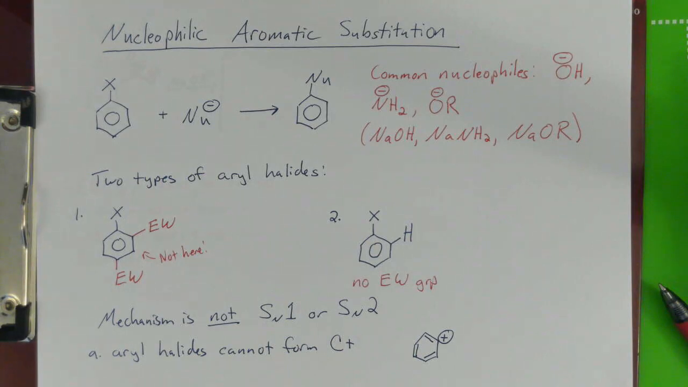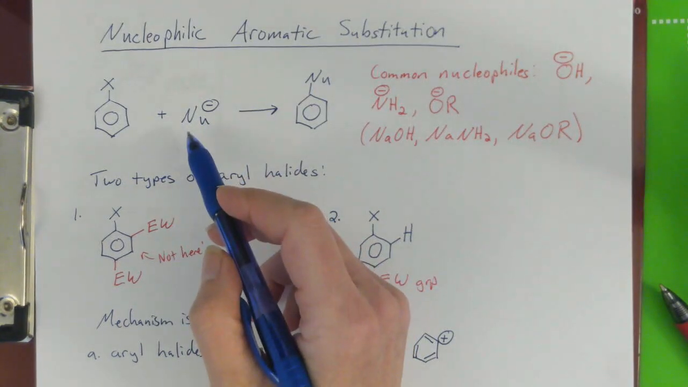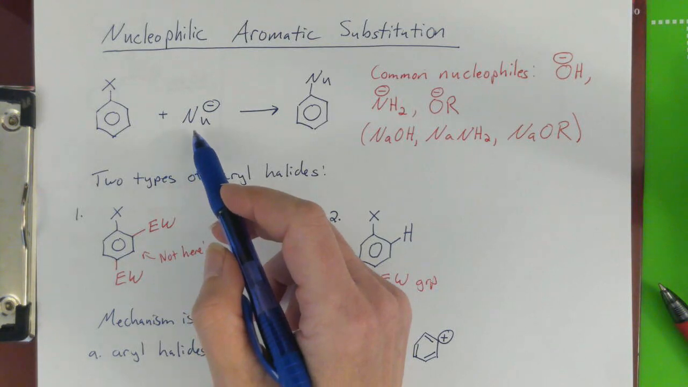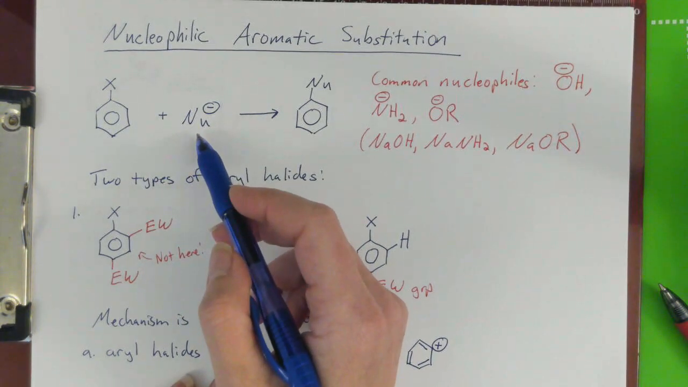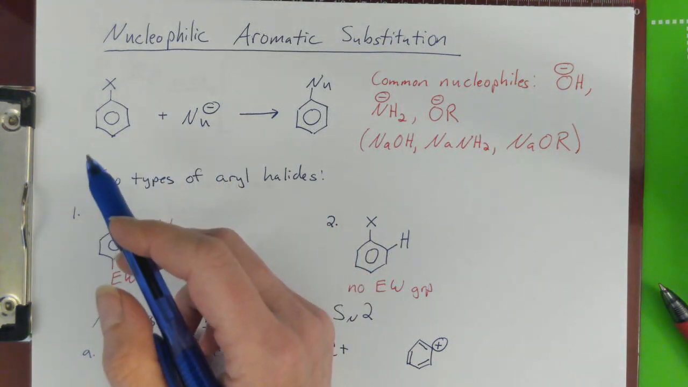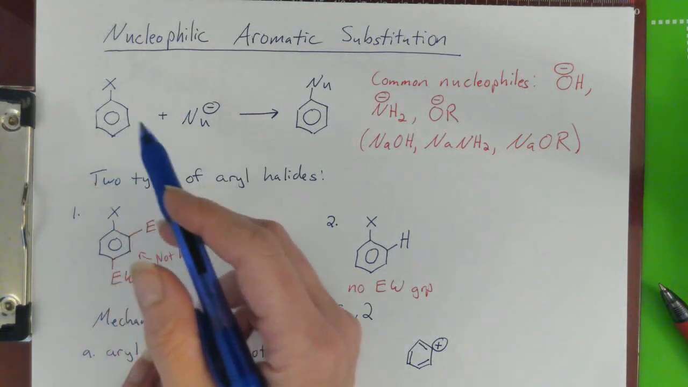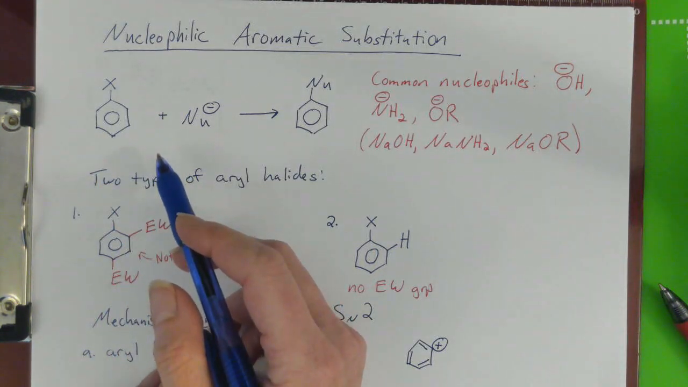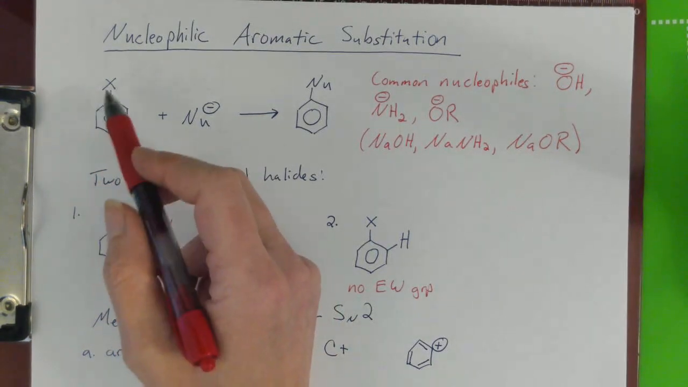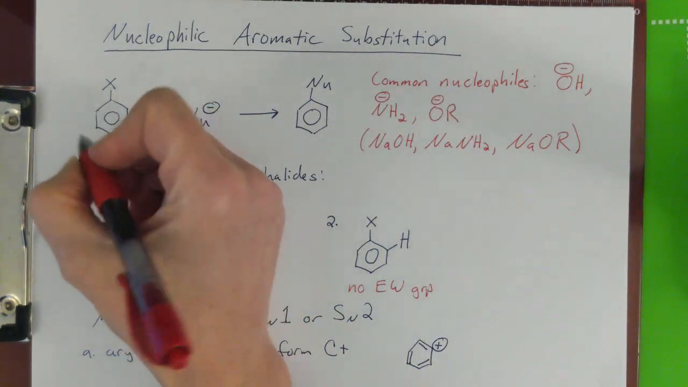So with nucleophilic aromatic substitution reactions, we now have a nucleophile that attacks the benzene ring. And this is very different than what we've seen so far in chapter 18. We've been looking at electrophilic aromatic substitution reactions where the benzene ring is serving as the nucleophile and attacking an electrophile. Okay, so for these reactions, we're going to have some type of aryl halide.